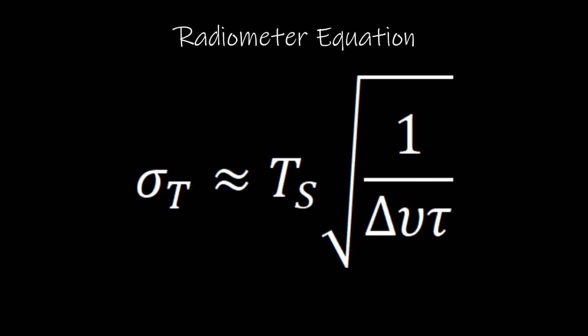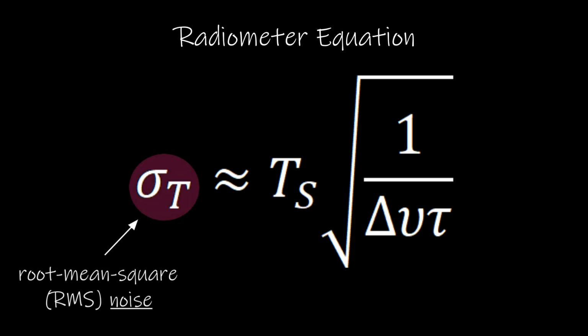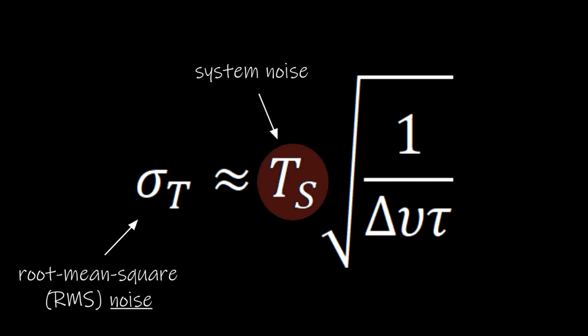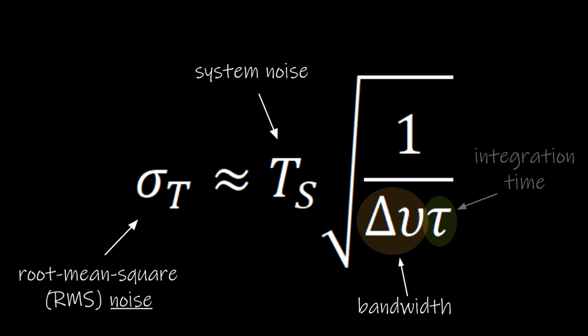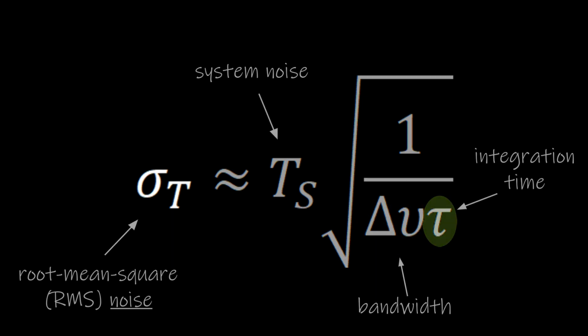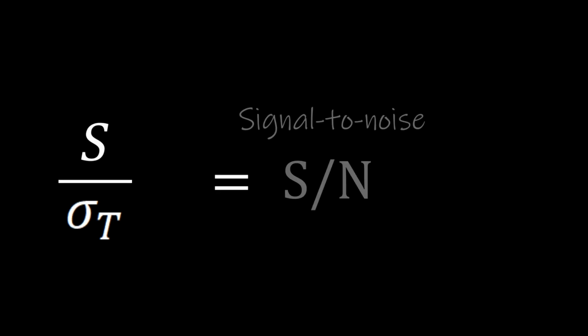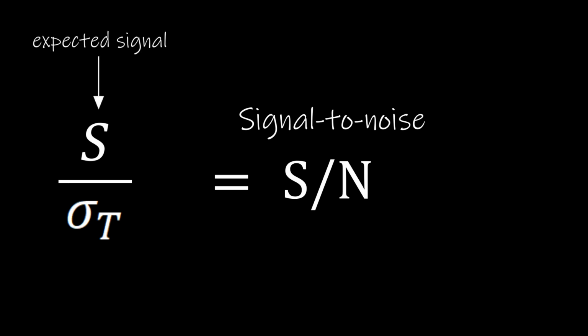First, let's look at the radiometer equation, which says that the noise level in an ALMA observation depends directly on the system noise of the telescope and inversely on the square root of the bandwidth times the integration time. When calculating the required time on source, you will first need to decide what signal-to-noise ratio you want. The signal-to-noise ratio is just the expected signal strength divided by the expected noise, also described as the sensitivity.